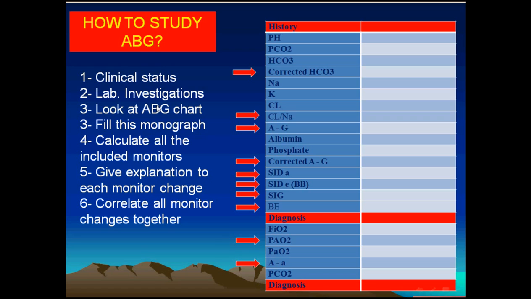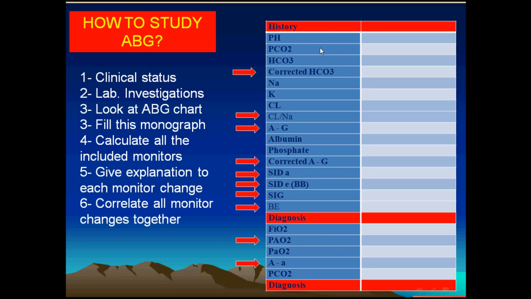Lab investigations you should look at, and at the same time, you should register them, write them down in this monograph. And after that, look at the ABG. So don't look at the ABG first. You have to listen to the clinical picture, then the lab investigations, and after that, look at the chart. After that, you have to build this monograph.